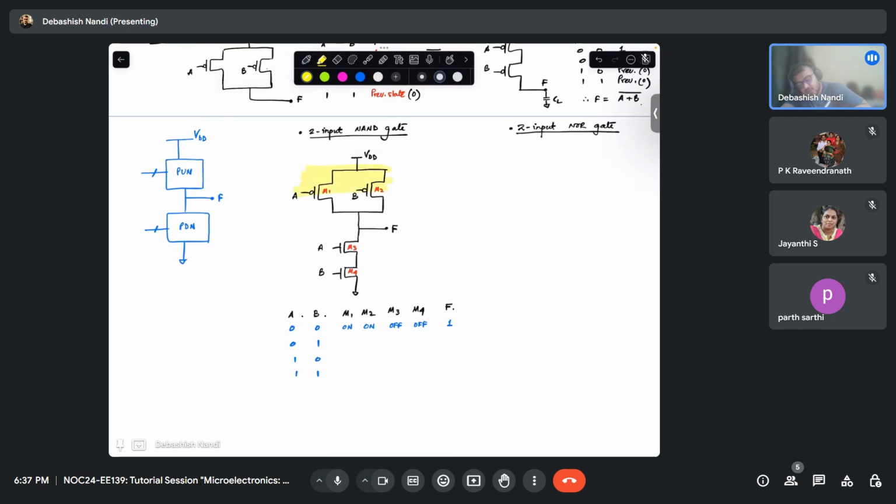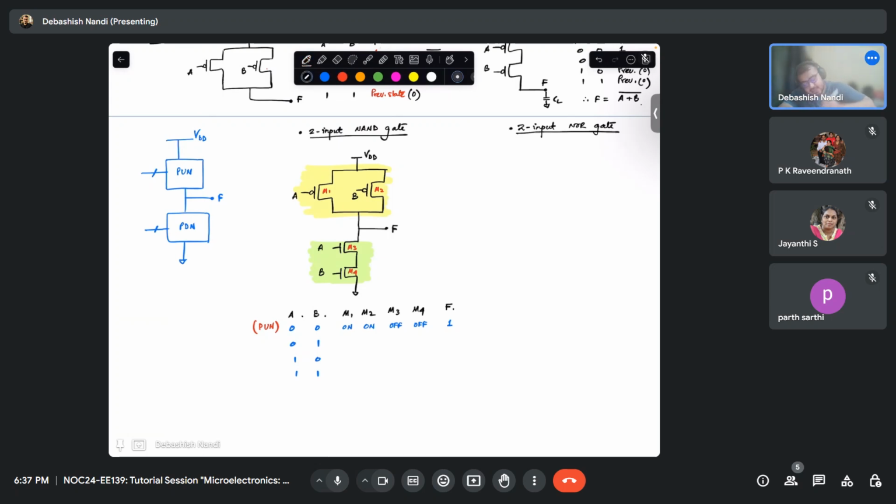So this is now your PUN and this is your PDN. So basically what is happening, your active path is only your PUN in this combination. Your PDN is not active because 0 0 at the input will make my NMOSes off.